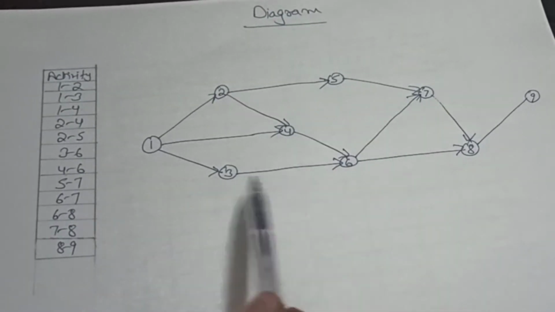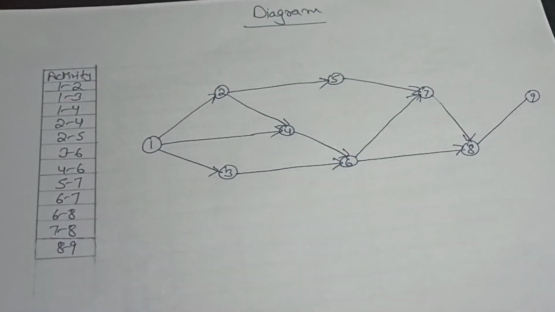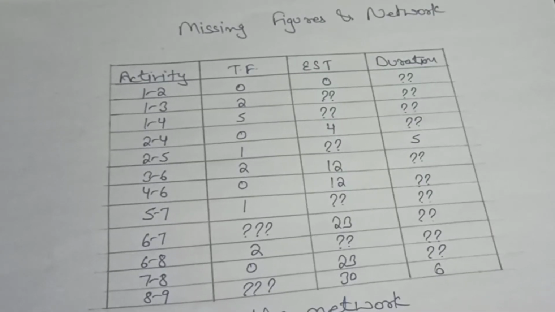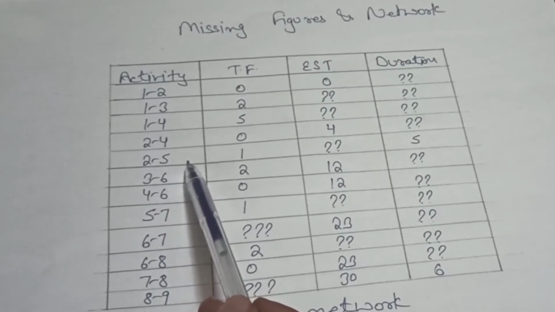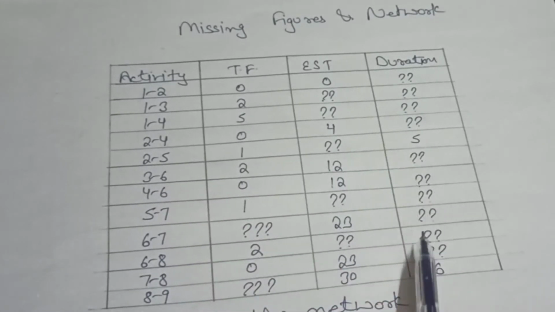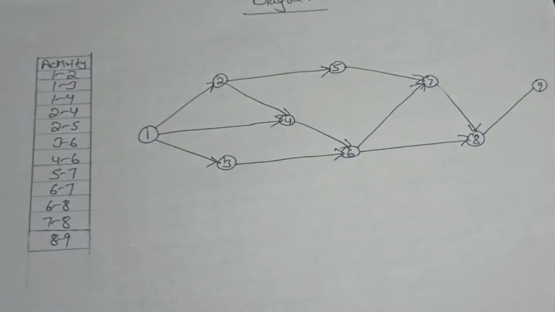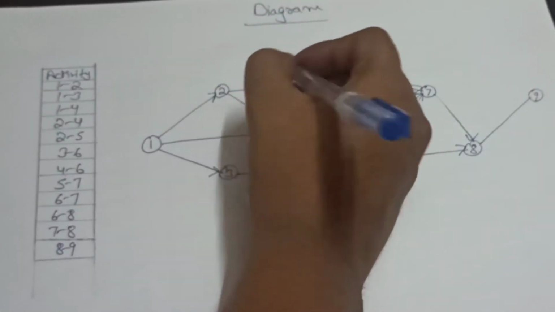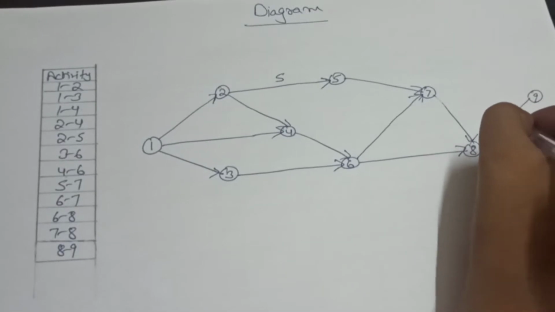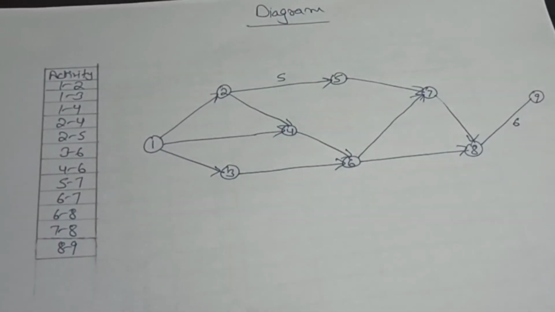So we will write here the durations for the given activities. Here you can see in this chart we have duration for activity 2 to 5. Duration is 5. And the last activity 8 to 9, duration is 6. So we will write these durations. So here for 2 to 5 duration is 5 and for 8 to 9 duration is 6. Now we will calculate our other values. For the other values we will make a chart.